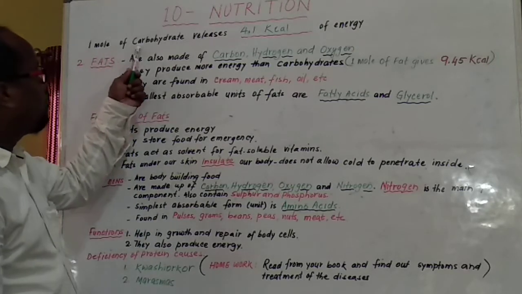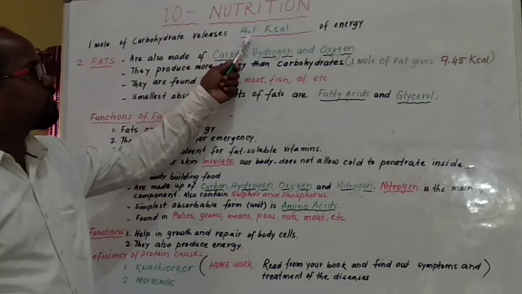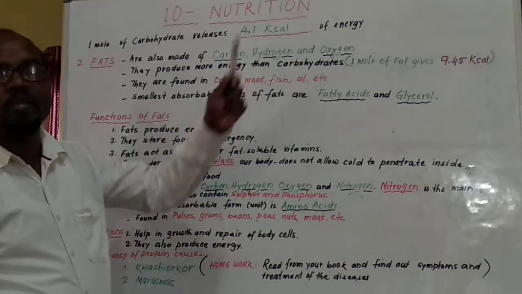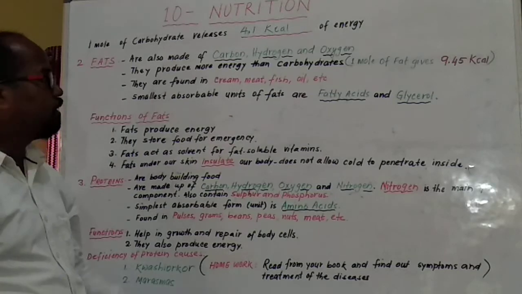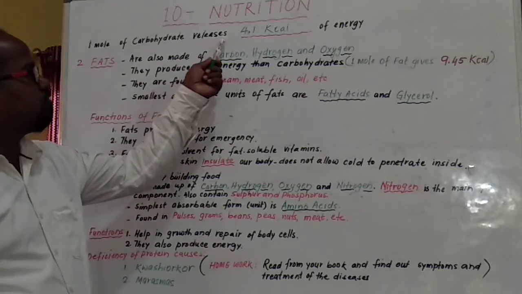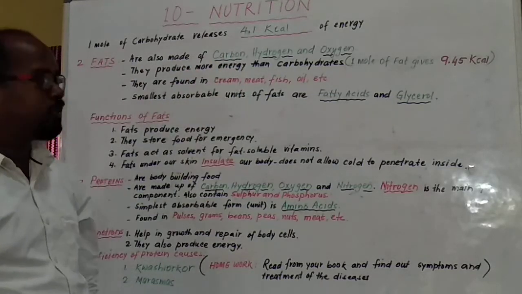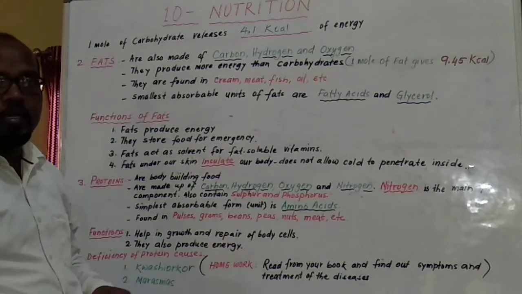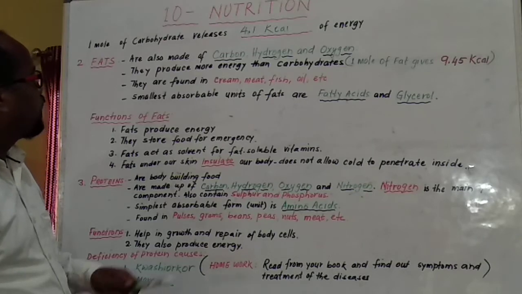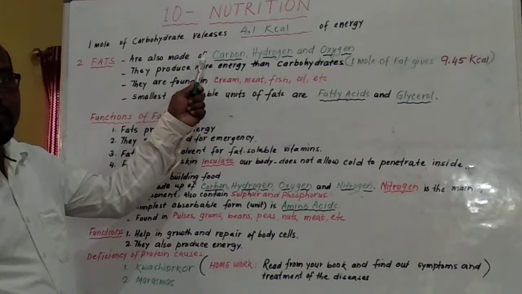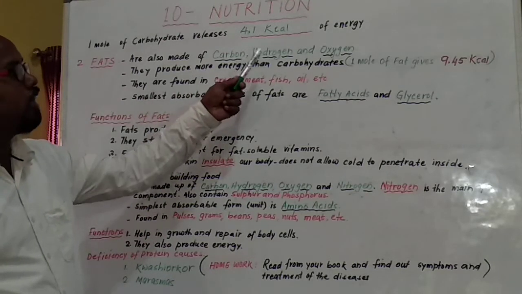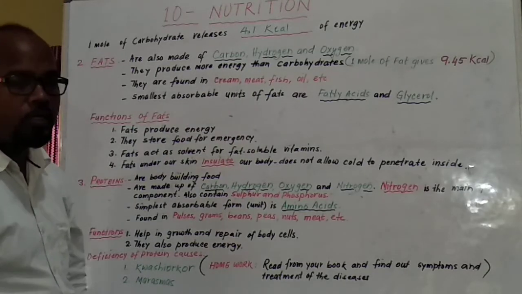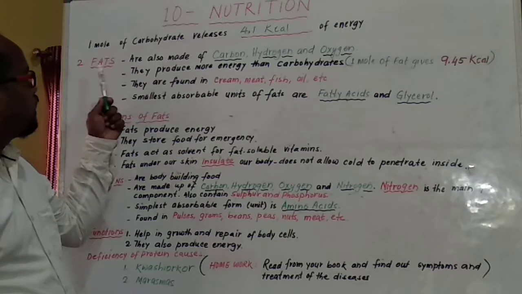Before that, 1 mole of carbohydrate releases 4.1 kilocalories of energy. Alright, so remember, 1 mole of carbohydrate releases this much of energy. We will study fats as nutrients. They are also made up of carbon, hydrogen and oxygen. These are the 3 elements they are made up of.